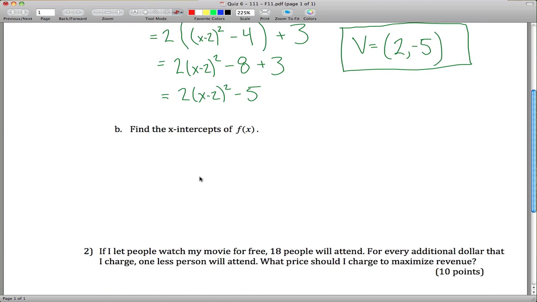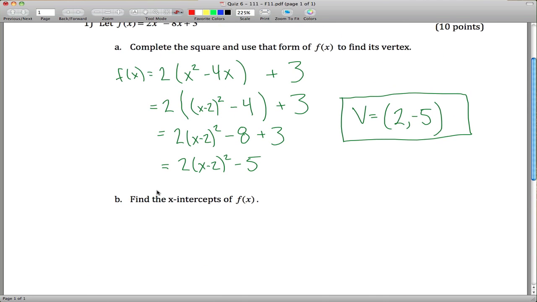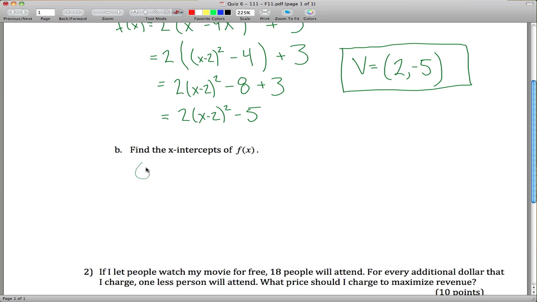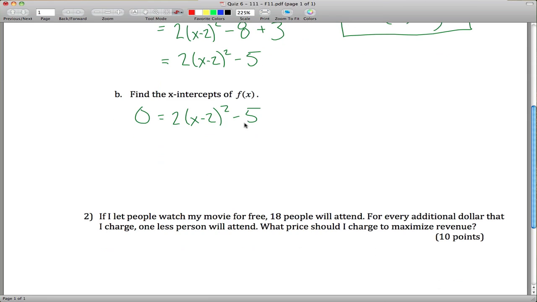And then to find the x-intercepts, the x-intercepts is where the height is 0. So it's when this function equals 0, when f of x is 0. You could make this f of x up here 0, or since we already did all this work, it would be easier to just make this form of the function equal 0. And then to solve this equation for x, let's see, add 5 to both sides. And then divide by 2.